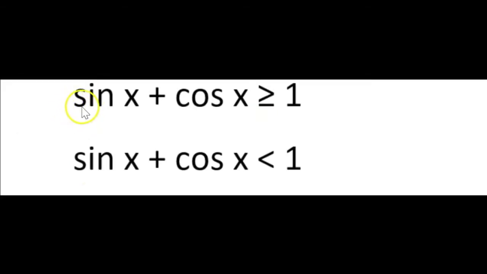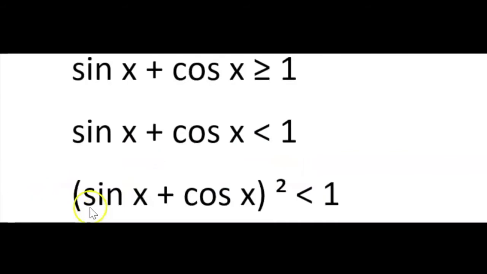So they want us to prove that sin x plus cos x is greater or equal to 1. So the false statement, if this isn't true, is sin x plus cos x is less than 1. We could then square each side of this inequality, which means sin x plus cos x all squared is less than 1.